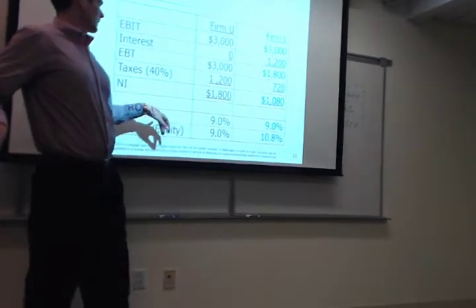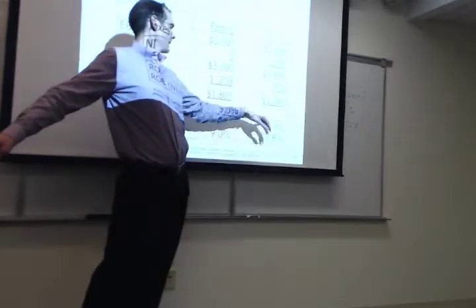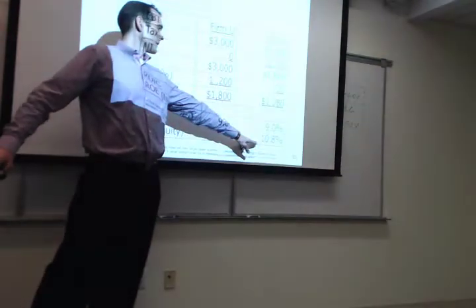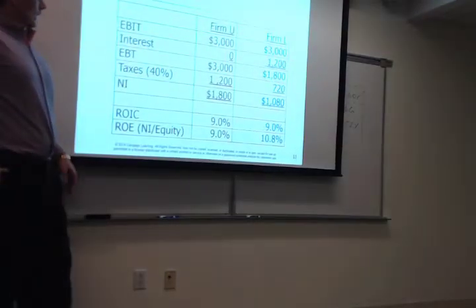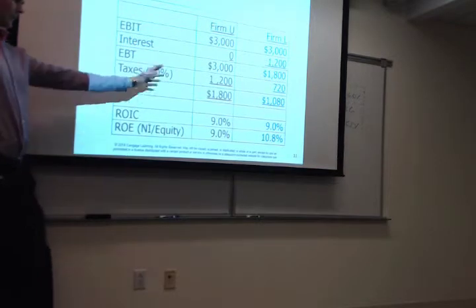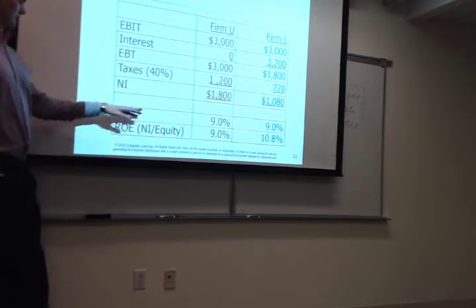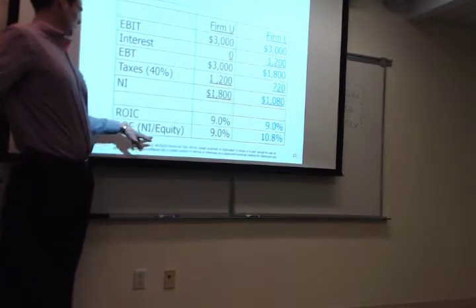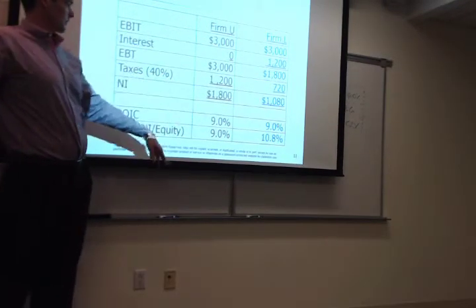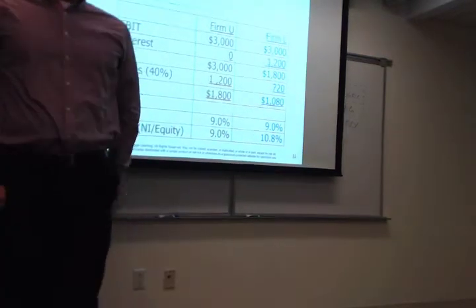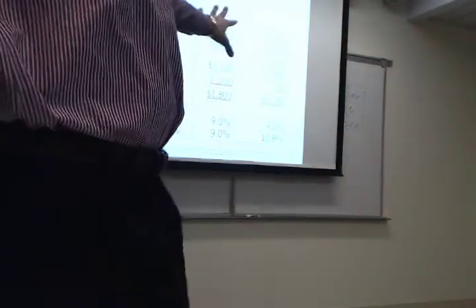We talked about our return on invested capital is going to be 9% in both cases. Return on equity, however, for the levered firm is going to be 10.8% rather than the 9% for the unlevered firm. The unlevered firm, it's all the same. Invested capital, it's all equity. So for this net income of $1,800 over equity, it's all equity of $20,000. 9% stays the same. But the levered firm magnifies that risk. Just the same way we did the example at the beginning of class. Does that make sense?